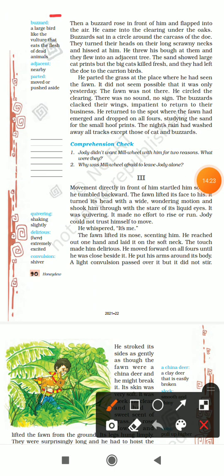Then a buzzard rose in front of him and flapped into the air. Buzzard means a large bird like the vulture that eats the flesh of dead animals. Then what happened? The buzzard rose in front of Jody and flapped into the air.